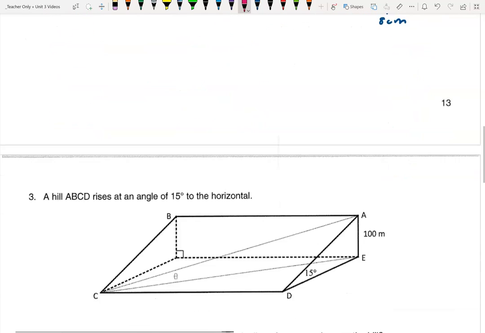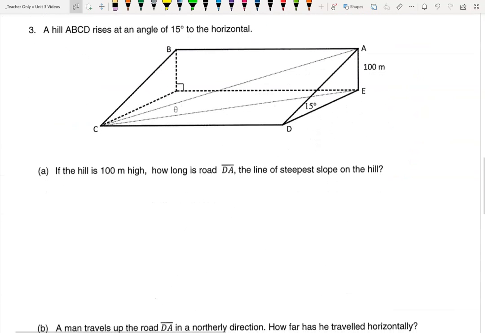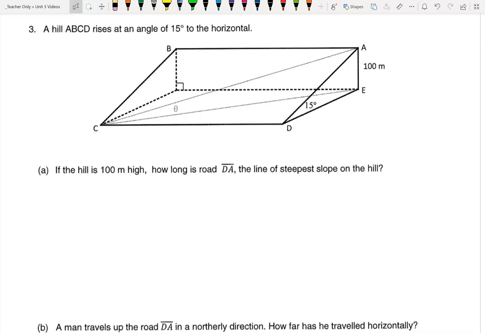So in our final example, we've got a little bit of a context here of looking at a hill ABCD. So we can see this hill ABCD rises at an angle of 15 degrees to the horizontal. So there's our angle of 15 degrees. So our horizontal is represented by that line DE. So we're going to call that our horizontal.